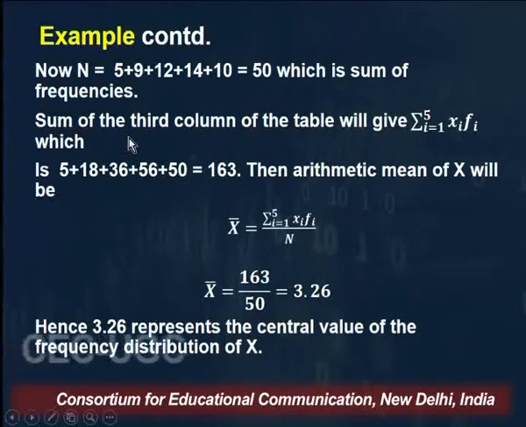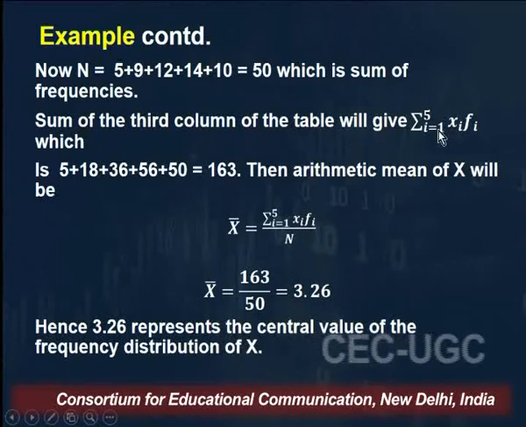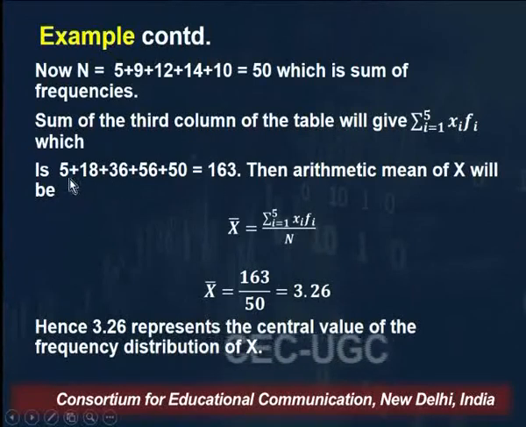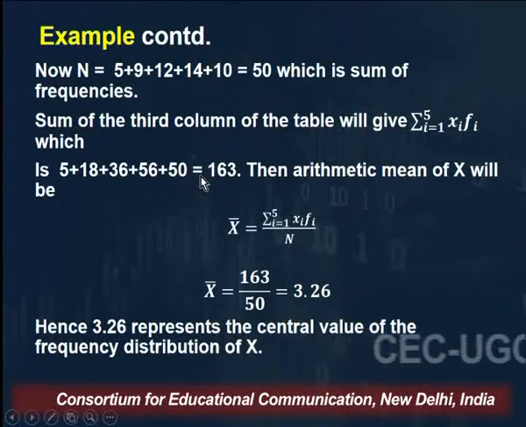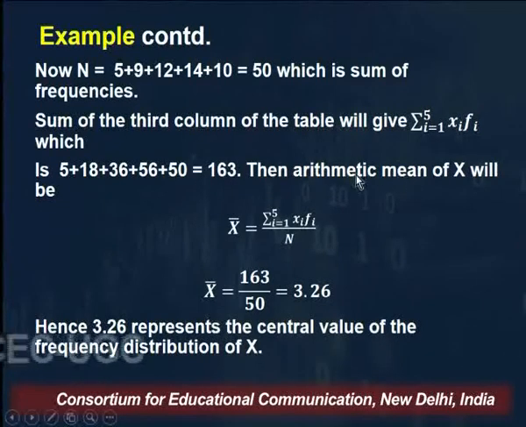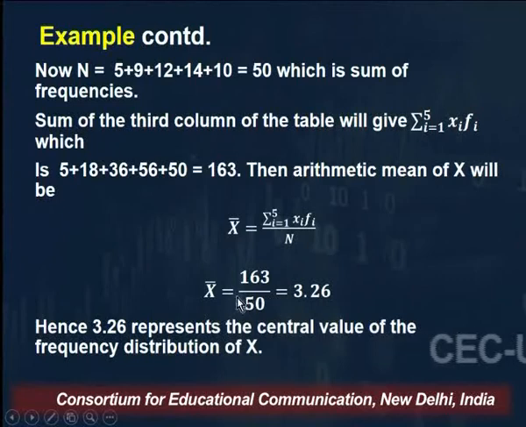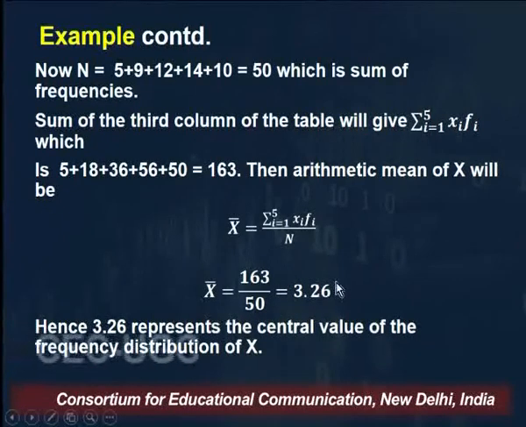Then we get to the sum of the third column of the table, which is, I told you, summation xi fi, i going from 1 to 5, which I have already obtained and I am just putting as sum, and that comes out as 163. Then arithmetic mean of capital X is x bar equal to 163 divided by 50, and by very simple calculation that comes out to be 3.26.